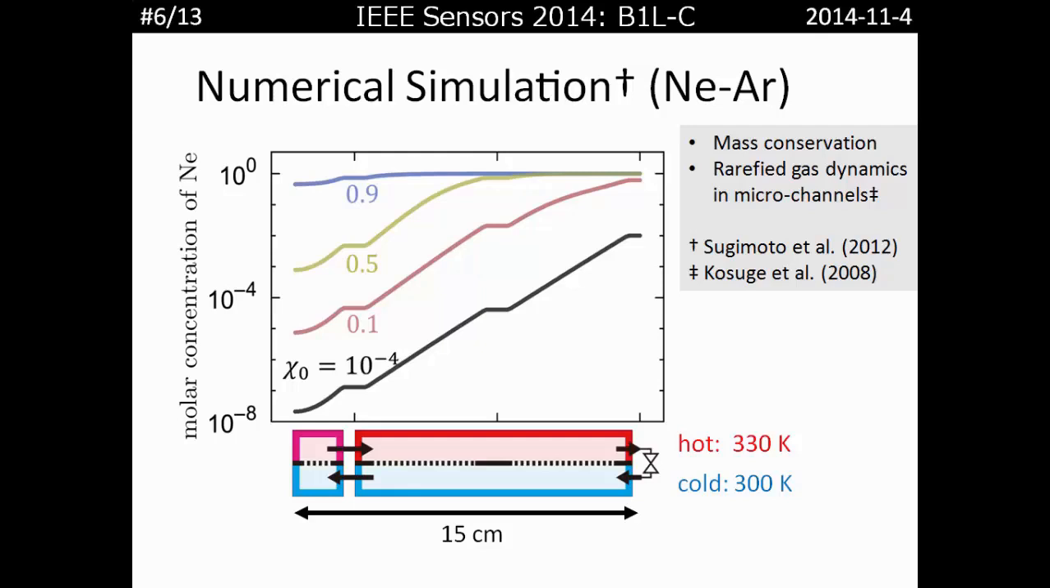For example, this black line shows that the concentration of neon varies by more than 10 to the 5 power. Thus, our device is capable of amplifying the concentration.